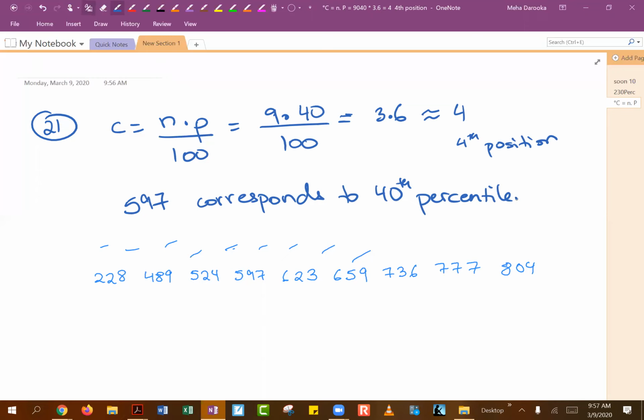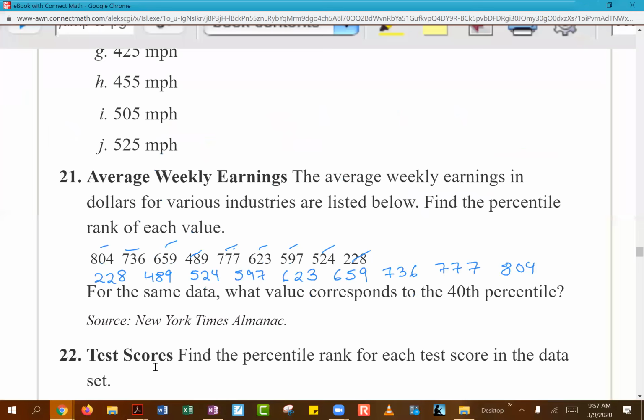Questions on that? Okay. All right, so that was example number 21. Let me see if I can clear this out. There we go.